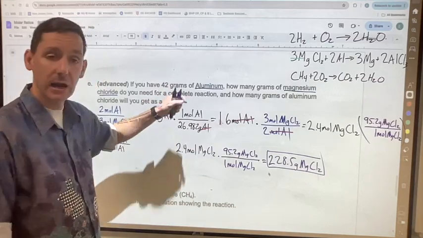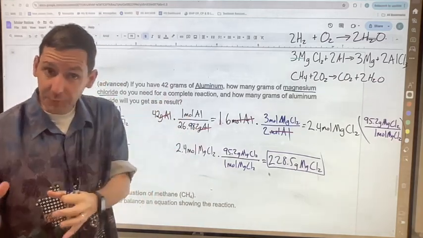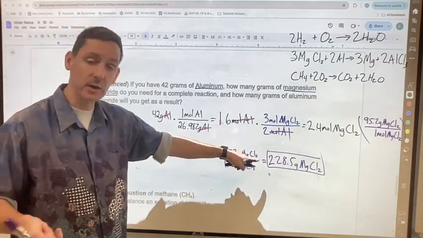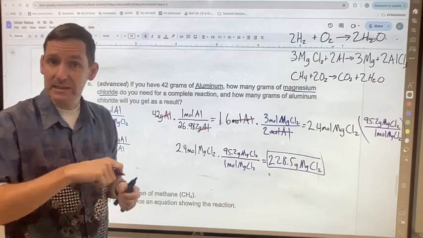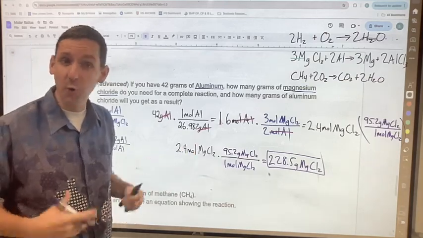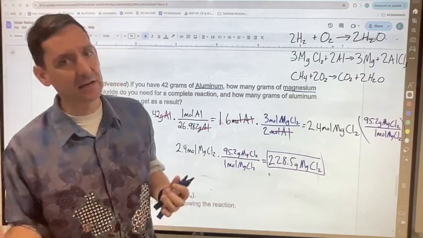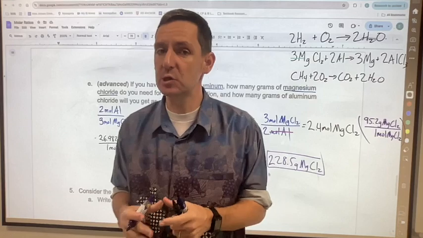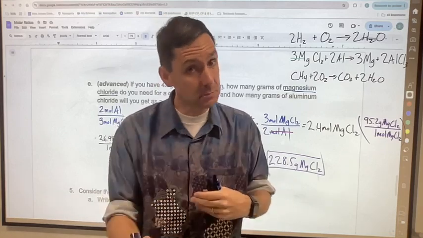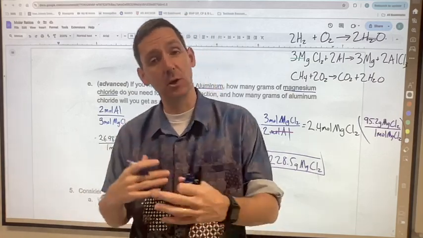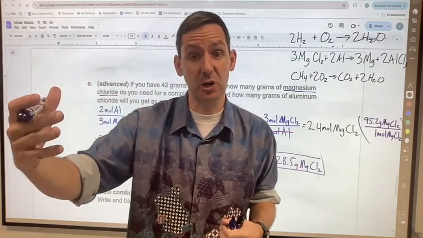If I have 42 grams of aluminum, I scoop that in with my little scooper. Then I can take a different weigh boat. I can measure out 228.5 grams of magnesium chloride, and then I can dump those in together, and I get hopefully a clean reaction. Now, what we'll learn later on, not necessarily in this course, but as you go further in chemistry, you'll recognize that a lot of times these reactions go both ways. Sometimes they go one way completely, sometimes they go both ways. Sometimes they go to a point and there's such a high concentration that they stop reacting.